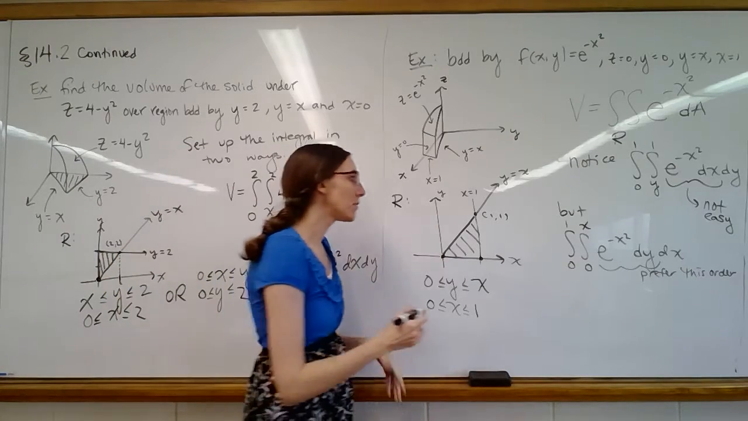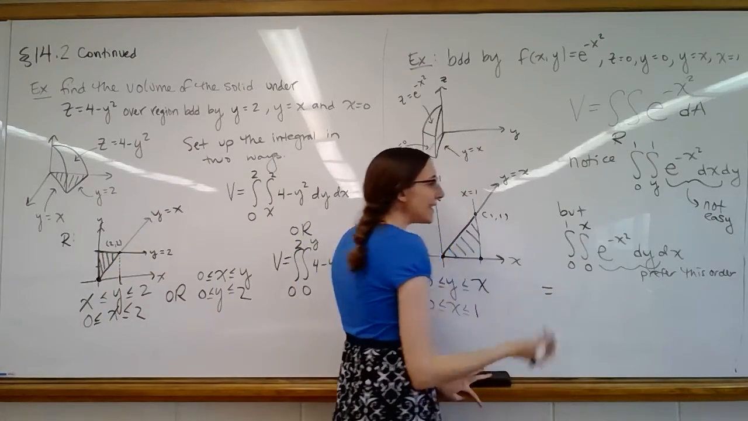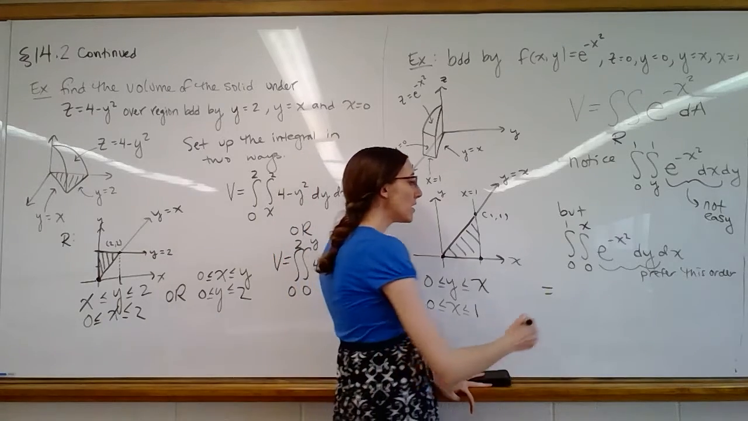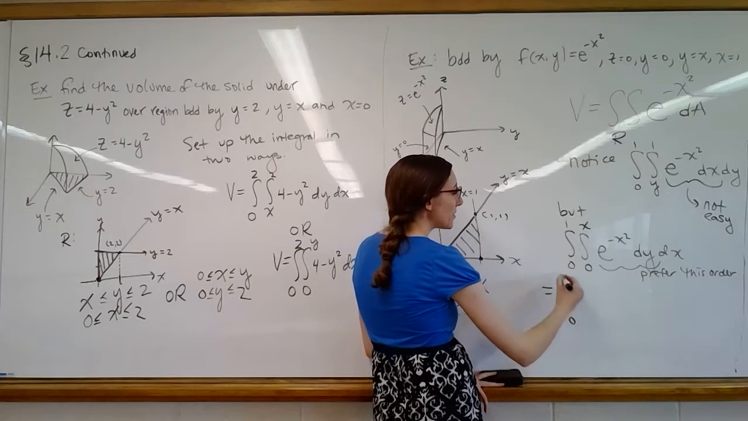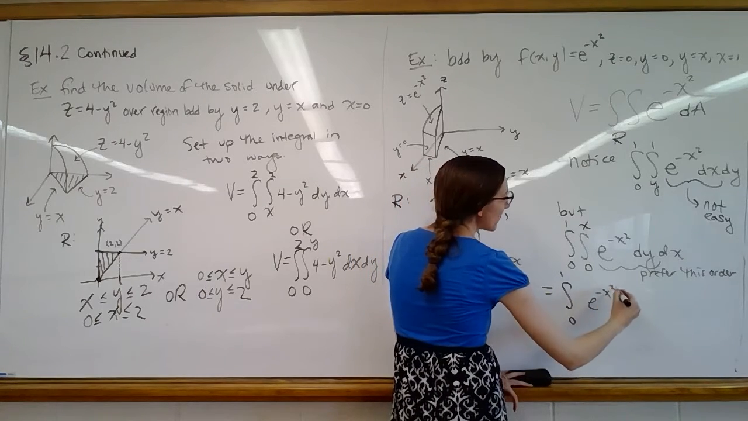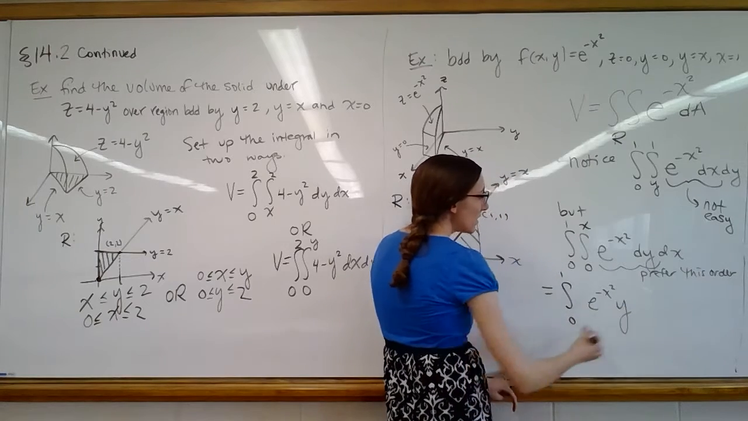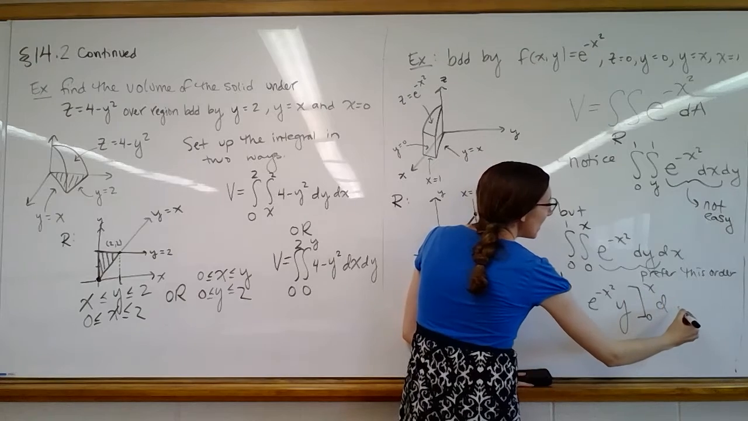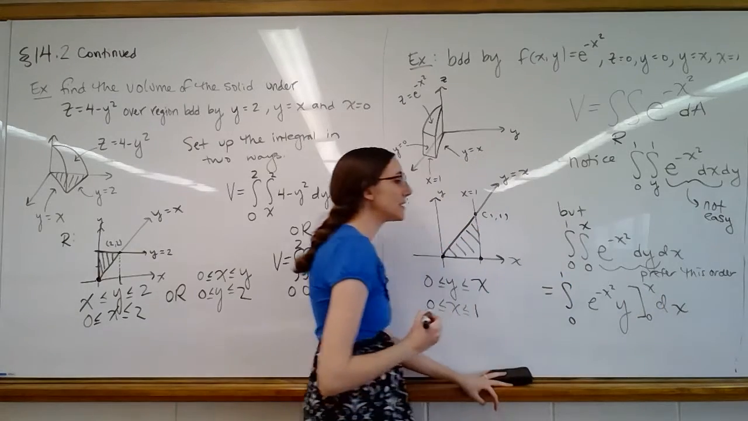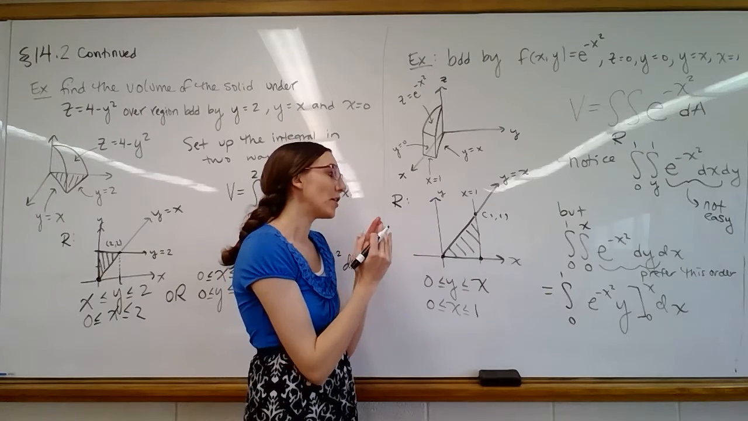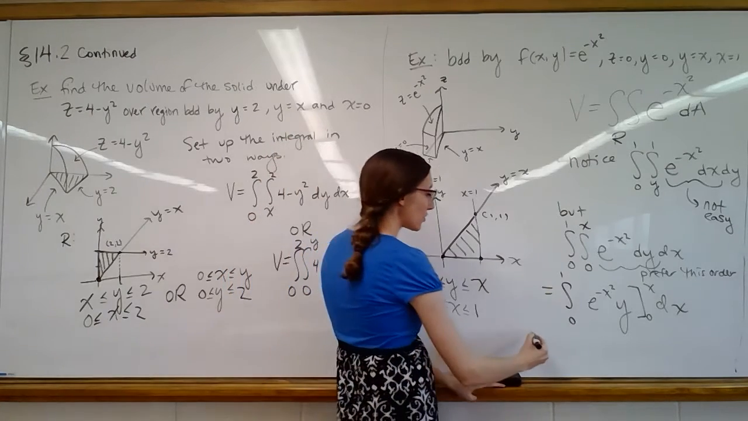But taking a look at this, like we said, e to the negative x squared with respect to y is a constant. So then we really just have the integral from 0 to 1. We'll have e to the negative x squared y. We'll evaluate that from 0 to x. And all of that is still dx. So we've done the y part of the integral.